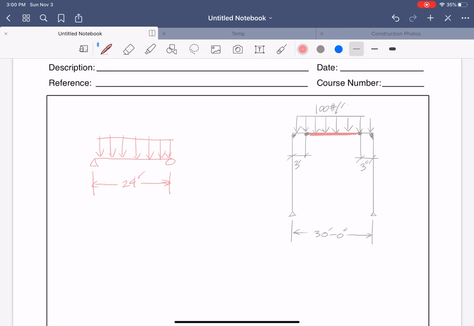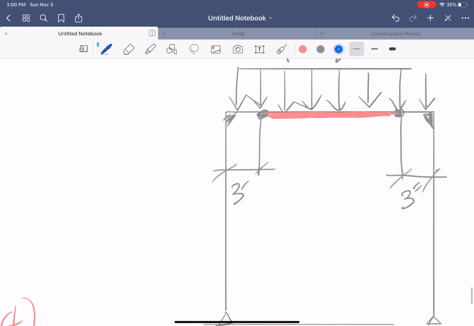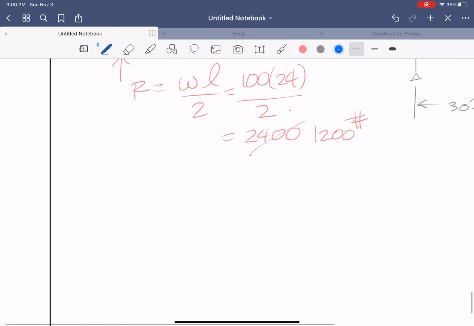So if we know it's 100 pounds per foot, we know that the reaction is equal to WL over 2. W is 100, L is 24, and 2, that's equal to 2400 over 2, which is equal to 1200 pounds of reaction. And so now what we're going to be focused on is this part right here. We're going to draw it. And so what does it look like?